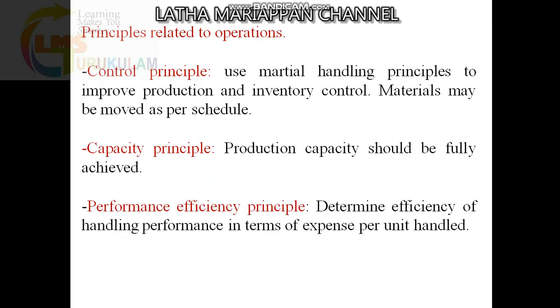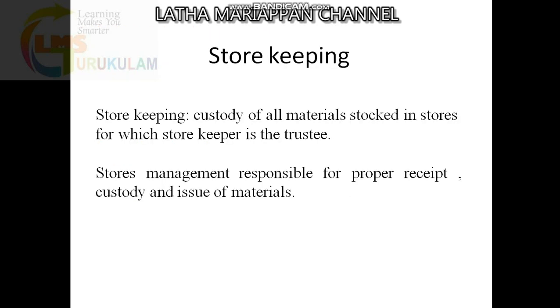The principles which are related to operation are control principle, capacity principle, and performance efficiency principle. The control principle is to use material handling to improve production and inventory control. So material may be moved as per schedule. Capacity principle is that production capacity should be fully achieved. Performance efficiency means determine the efficiency of handling performance in terms of expense per unit handled. Okay. So now we'll move on to storekeeping.